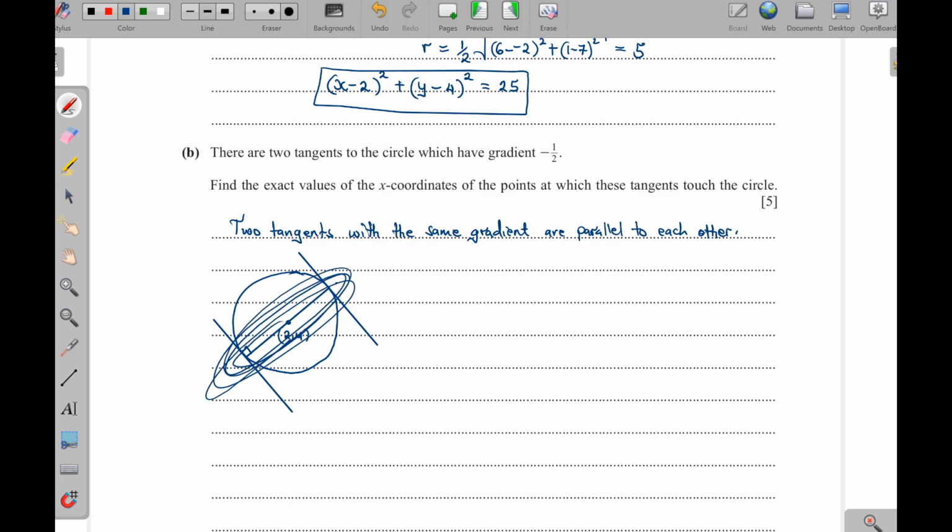Are we there? If we find the equation of this line, then we shall solve it simultaneously with the equation of the circle. Then we shall be in a position to get the x coordinates that are here. You get me?